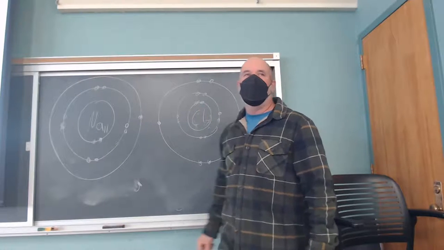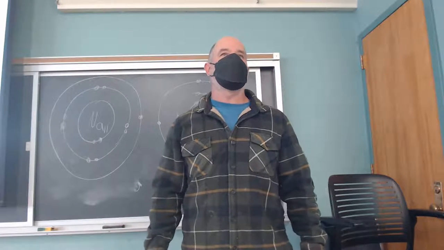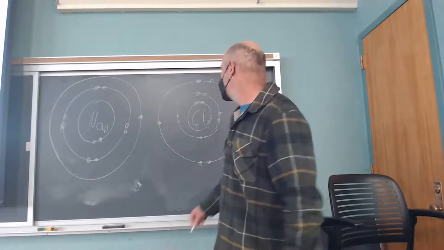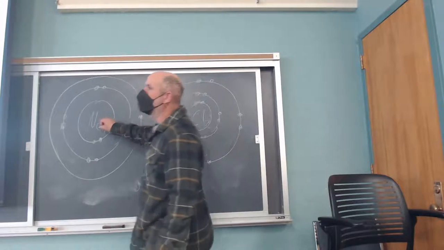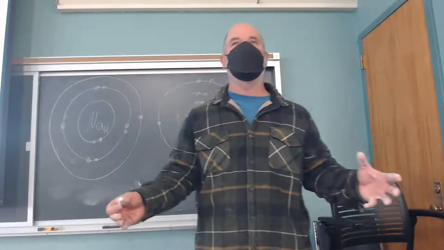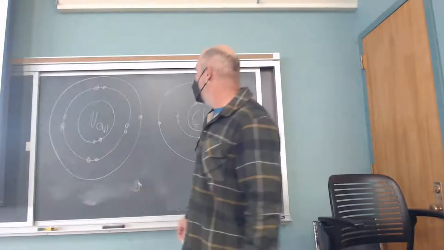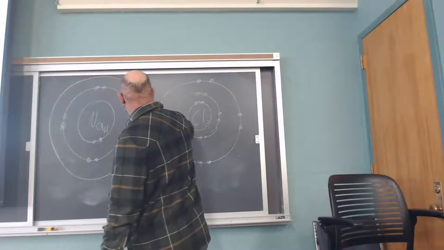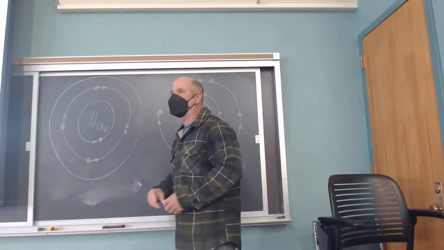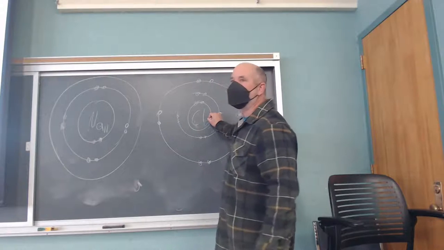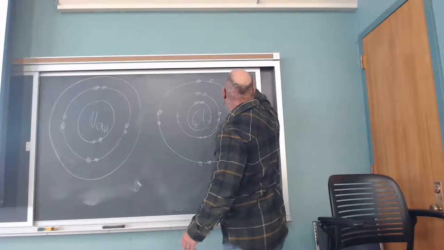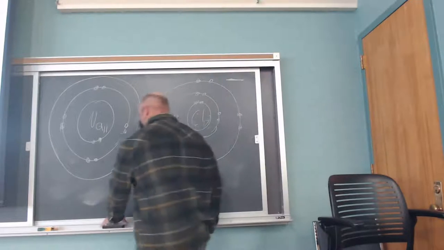How many would this one need? 1, right? Okay, which one of these elements is more electronegative? Chlorine. And the reason why chlorine is more electronegative than sodium is because it's got 6 more protons, 6 more positive charges, right? So what happens is that electron comes over here. This shell now has 8, but now I've got 17 protons, 18 electrons. This becomes an anion, negatively charged.